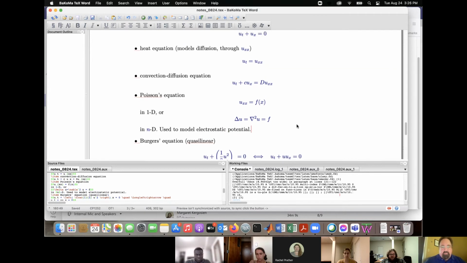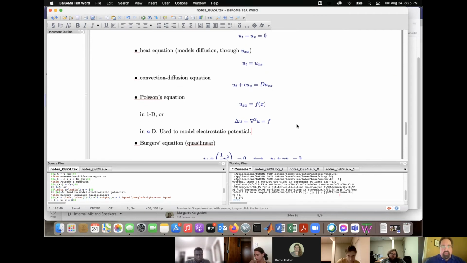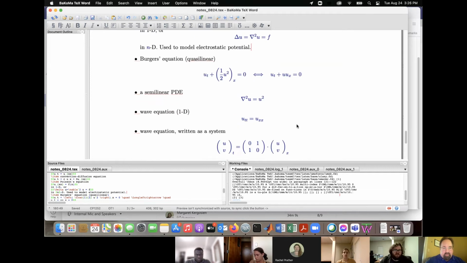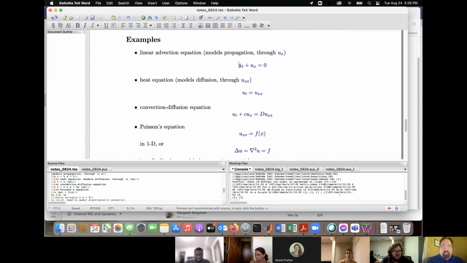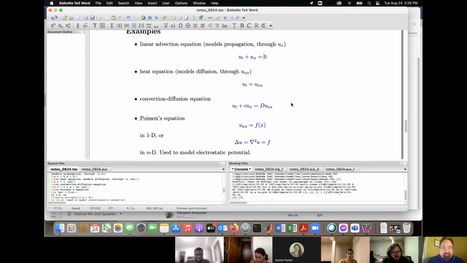Okay. The wave equation I've not shown here. I think it might be further down on my list. Oh yeah, it is further down the list. It can be decomposed into a system of two equations that have a form like this.